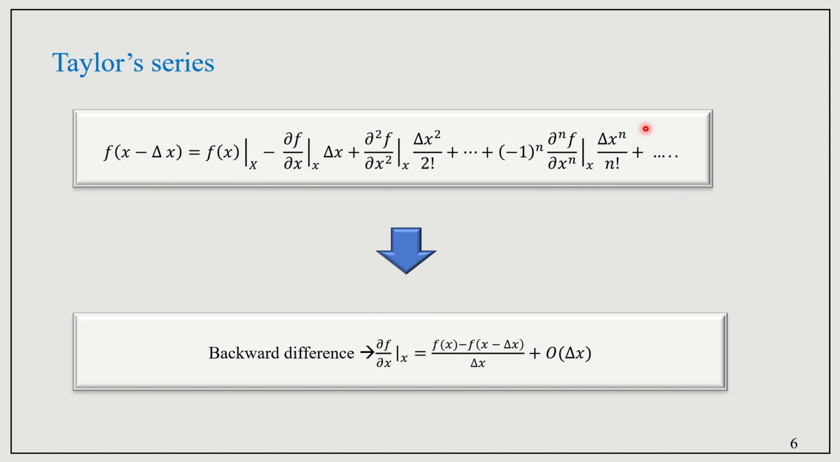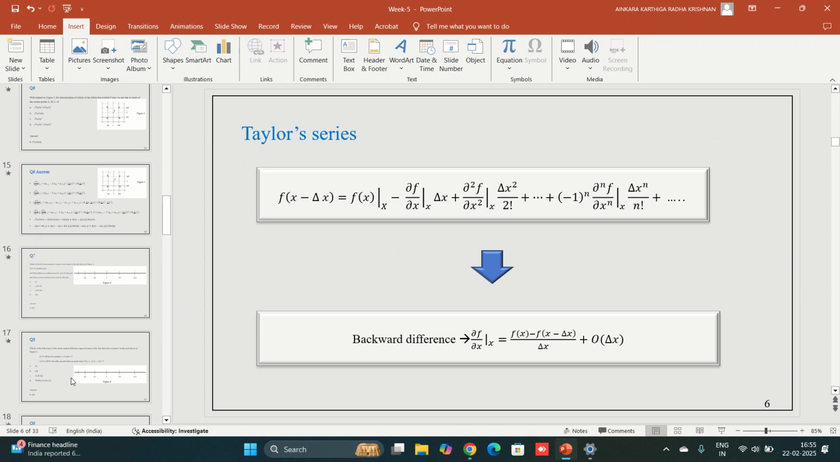So these terms come as the truncation error. What is the power of the step size here? Because we are dividing by delta x, delta x square by delta x becomes delta x. So what is the power? It is 1. So it is a first order backward difference approach. So that is the thing.